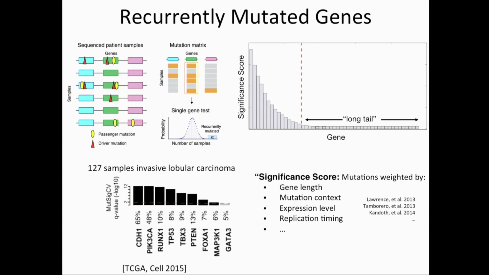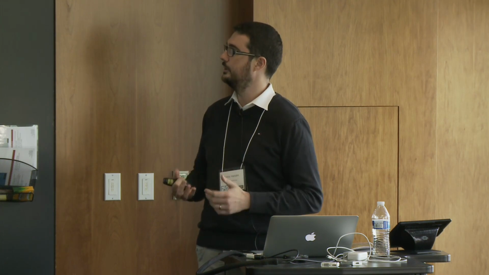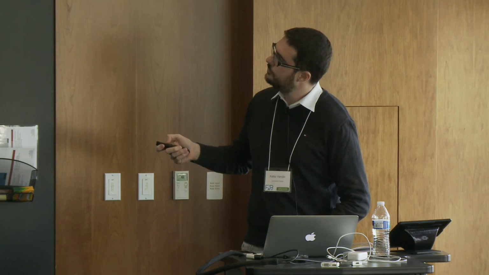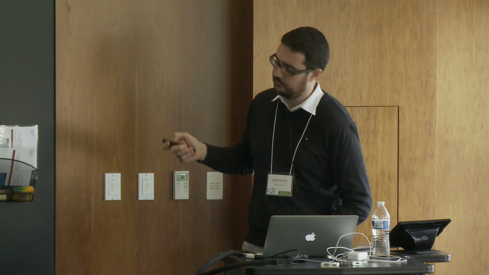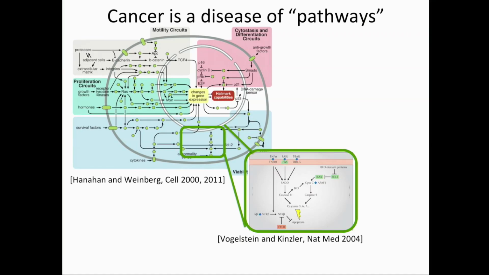So to try to identify all driver mutations, instead of looking at single genes, we can try to look at higher order structures. For example, a common approach is to look at pathways. This is based on the idea that the cell is a complex circuitry of interacting genes, and groups of interacting genes perform some function that is important for the disease. So for example, this is just a cartoon.